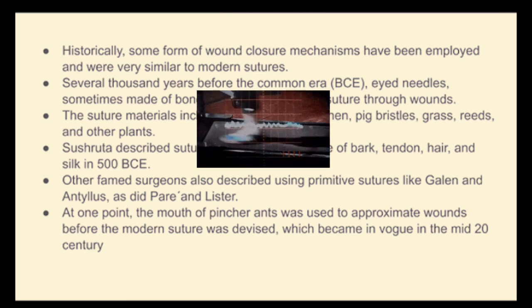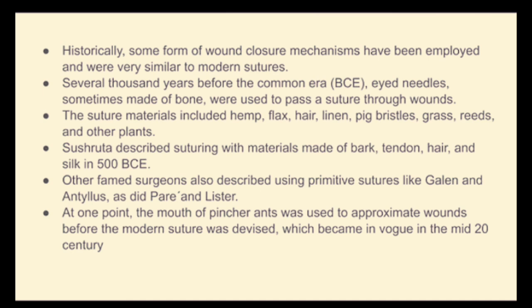The earliest reports of surgical sutures date back to 3000 BC in ancient Egypt, and the oldest known suture is in a mummy from 1100 BC. Schuster described suturing with materials made of bark, tendon, hair, and silk in 500 BC. Other famed surgeons also described using primitive sutures, like Galen, Antyllus, Lister and Parry.